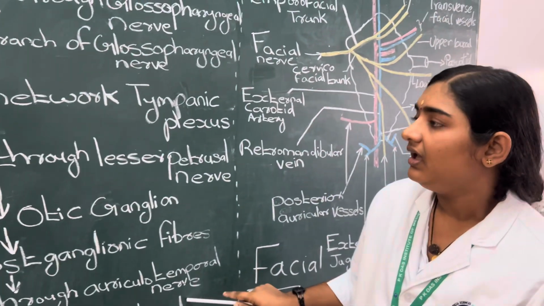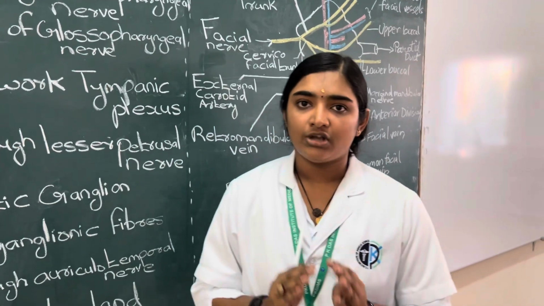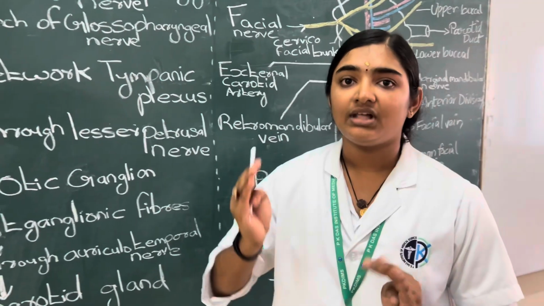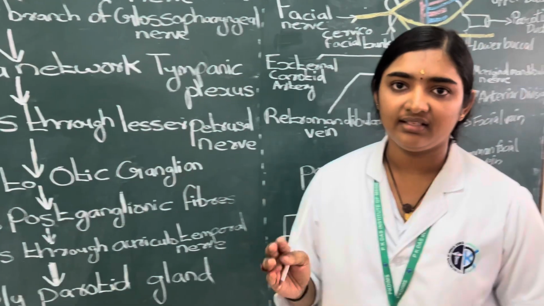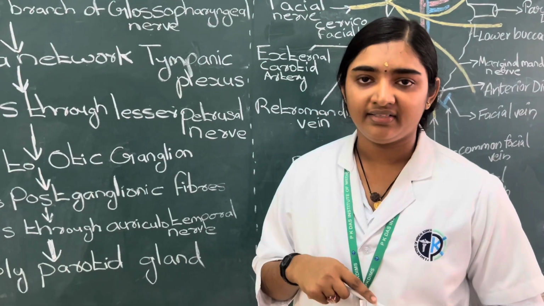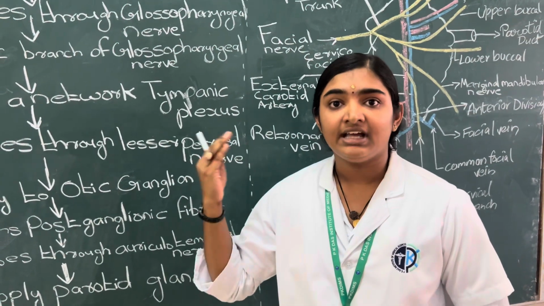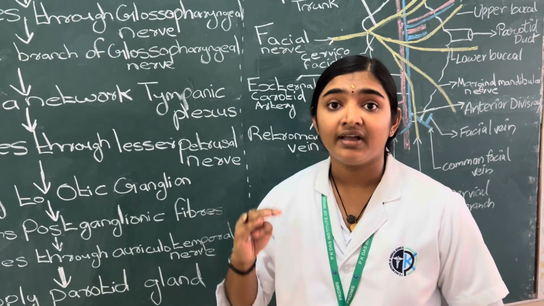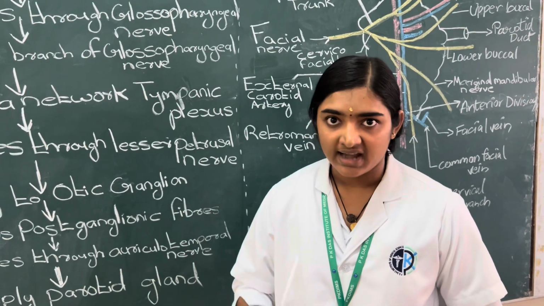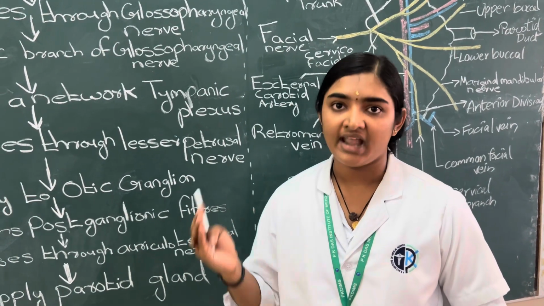supply the parotid gland. The important applied aspect of the parotid gland, which is related to the facial nerve, is in parotid tumors and in parotid gland surgeries. If any facial nerve injury occurs, which group of muscles will it affect? It will affect the muscles of facial expression.